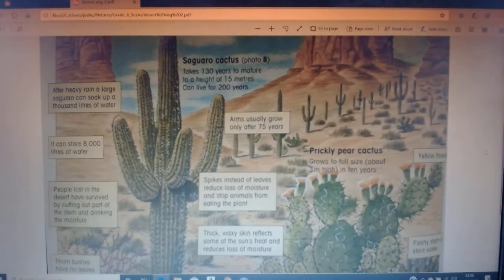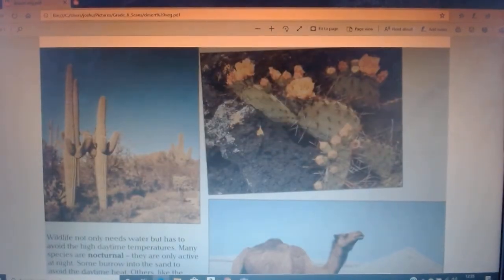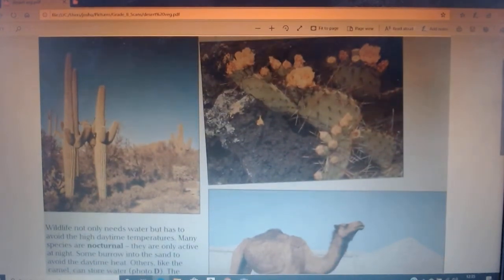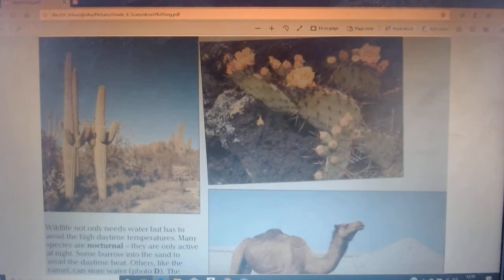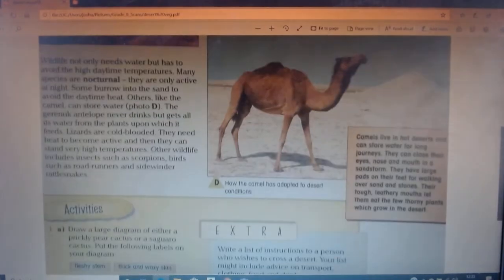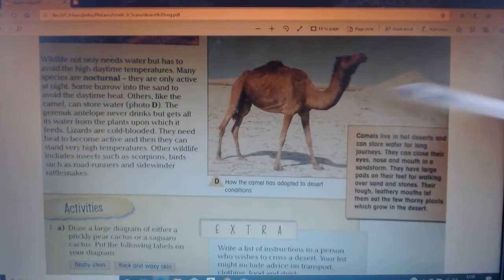Apologies, got a bit interrupted there. So what I was saying is there's a lot of information on this diagram, and you need to pay close attention to it. The second sheet, less so. You've got some diagrams again. Here's our saguaro cactus and our prickly pear cactus in real life. There's a little passage here about camels and about how animals have adapted. Now we're not going to look at that because we're just focusing on vegetation.